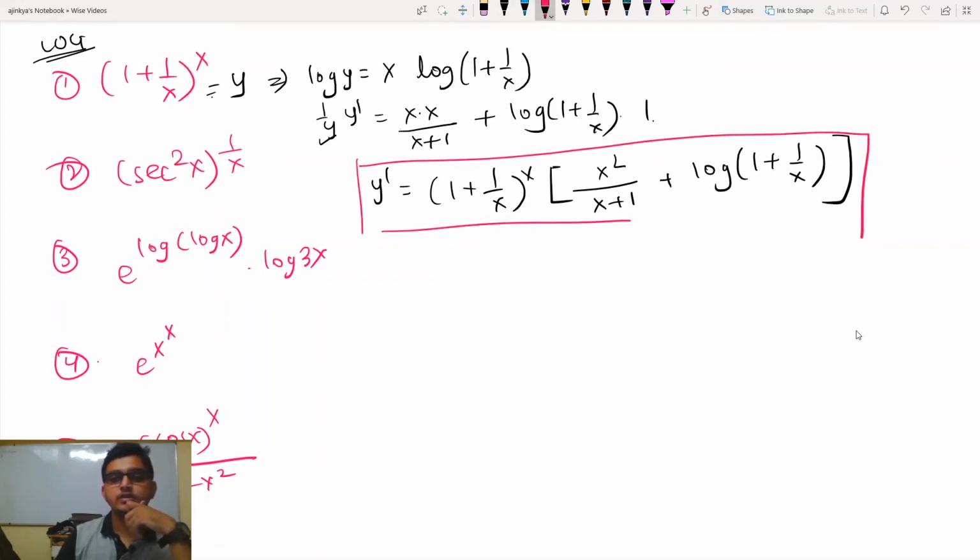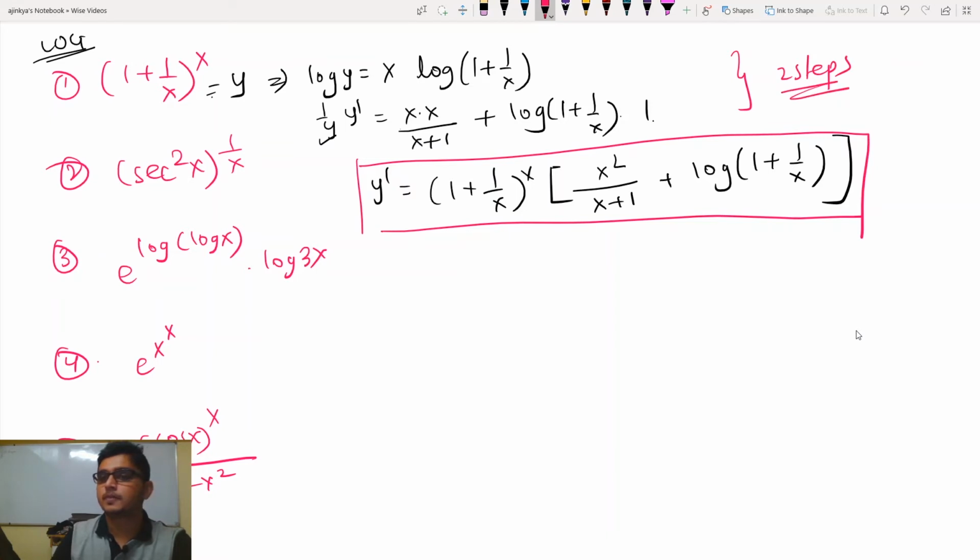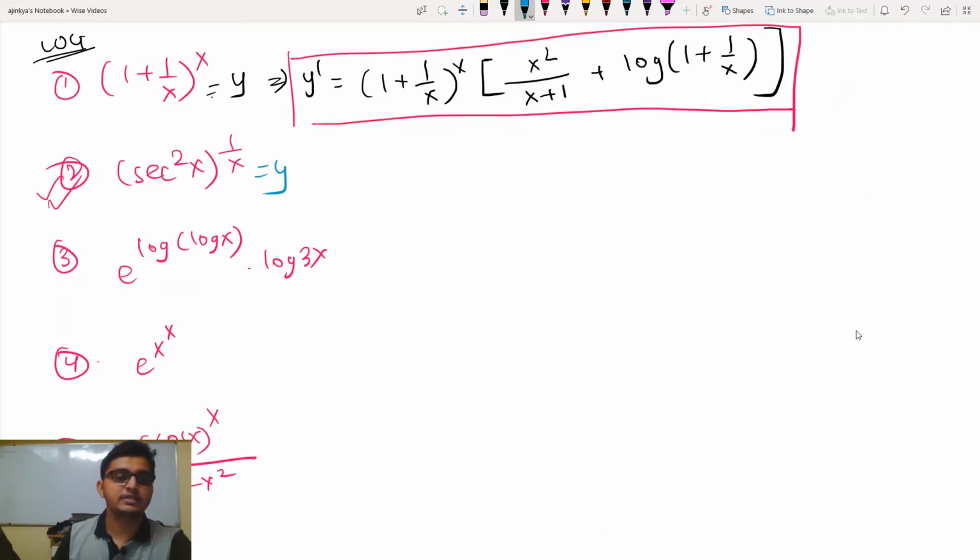Isn't it easy that we have done it within just two steps? Now we'll see the second problem. We have this second example as y equals sec square x raised to 1 upon x. We just have to rewrite this. We can say this as y equals sec of x raised to 1 upon 2x. Can we do this? Yes, because we are just using the properties.